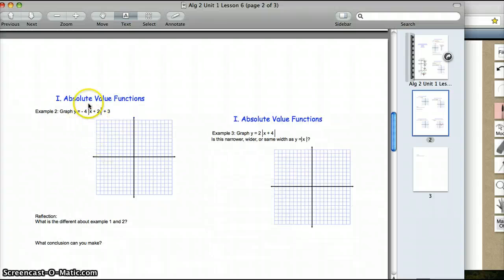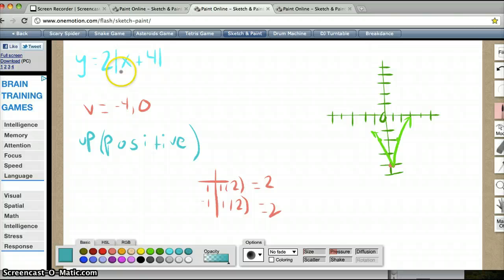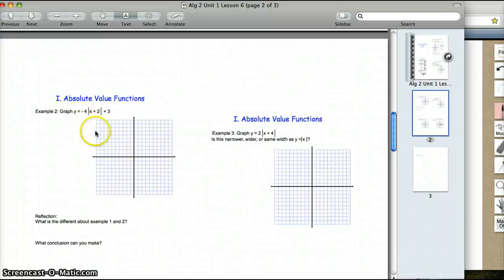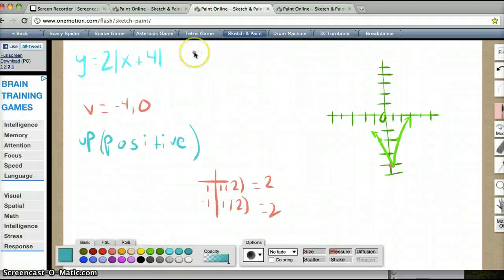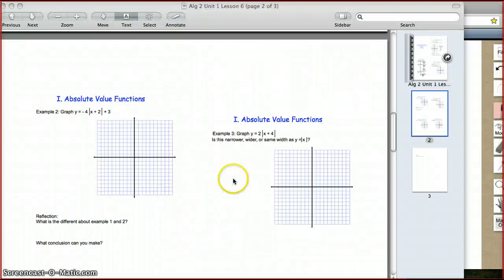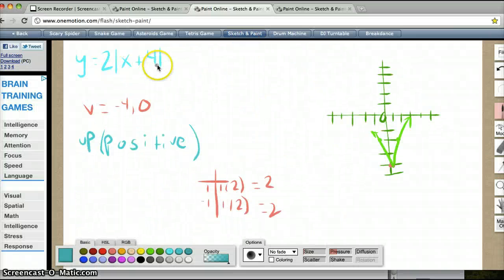Example number 2 says negative 4 times the absolute value of x plus 2, plus 3. So let's go back. So here we've got 2 times the absolute value of x plus 4. Okay? So we're going to look at example number 3 here. So 2 times the absolute value of x plus 4.